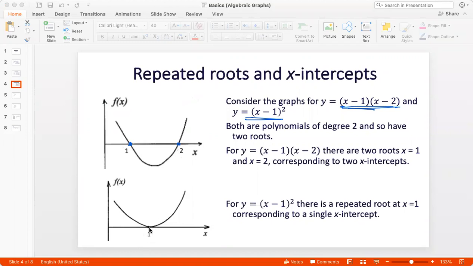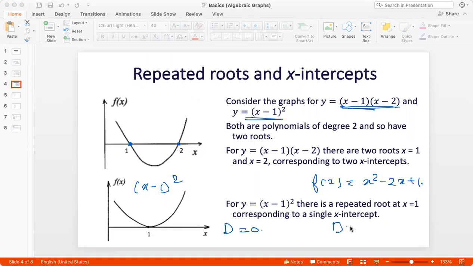So you notice here that for a repeated root, the graph is merely tangential to the axis. It doesn't cross the axis, right? So this is the graph for (x minus 1) whole squared. And what is the property of repeated roots? The property of a repeated root is that the discriminant of the quadratic should be 0. So let's verify that. My quadratic is x squared minus 2x plus 1.